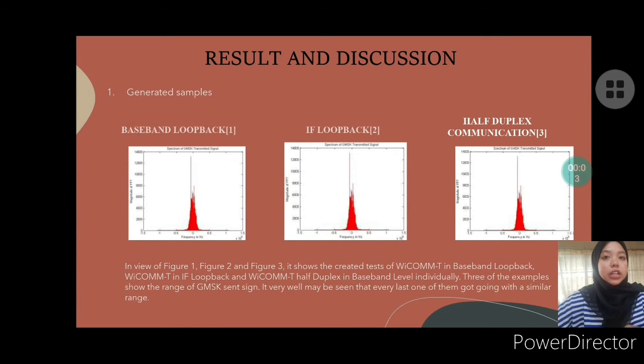For result and discussion. First, generated sample. In view of Figure 1, Figure 2 and Figure 3, it shows the quick test of the transmitter in baseband loopback, in IF loopback, and in half duplex at baseband level individually. The three examples show the spectrum of the GMSK transmitted signal. It can be seen that every one of them does not have the same spectrum.